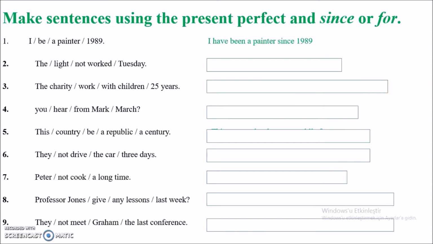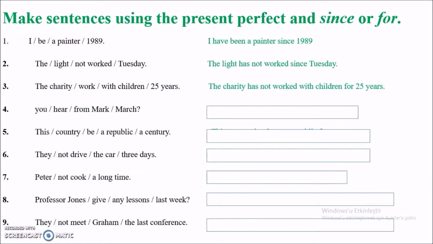I have been a painter since 1989. So we have the beginning point of the action, that is why I used since. And I'm still a painter, so I would say I have been a painter since 1989. Number 2, the light not worked Tuesday. So if you make this a sentence, you would say the light has not worked or hasn't worked since Tuesday. Number 3, the charity work with children 25 years, so they're probably still doing this. We would say the charity has worked with children for 25 years.